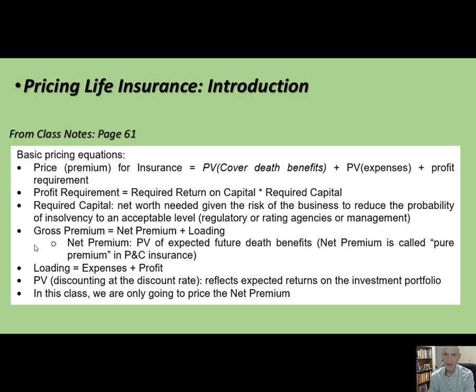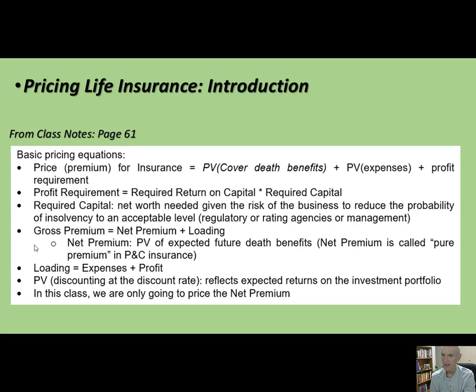All right, let's talk about the basic equation. A premium for insurance, this is true for life and for property and casualty, you've got to cover your claims. For life insurance, we're going to say cover your death benefits. For annuities, it's to cover those payouts over the life of the person. You've got to cover your expenses on a present value basis, and then you have to meet whatever your profit requirement is, so you get your cost of capital in there. The profit requirement is your required return on capital times your required capital.